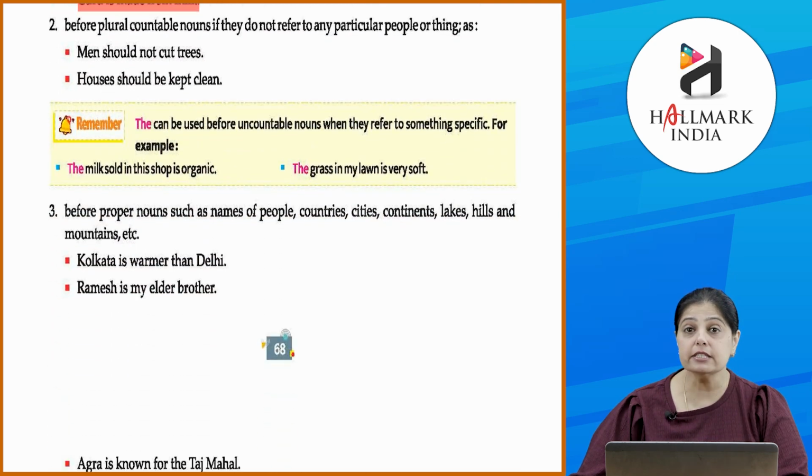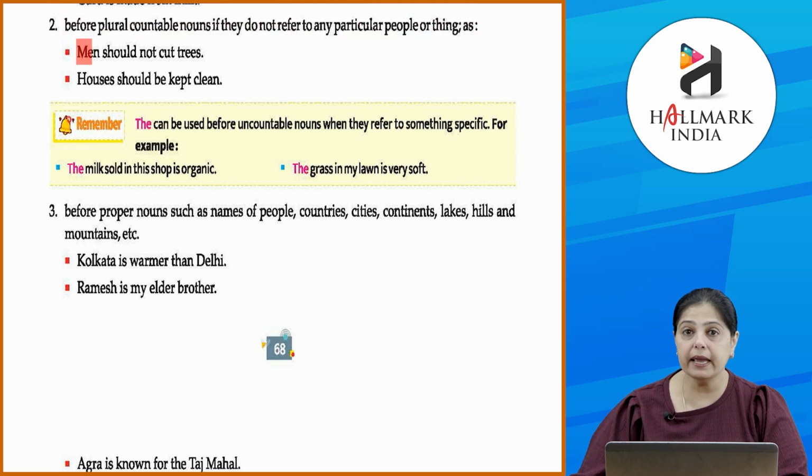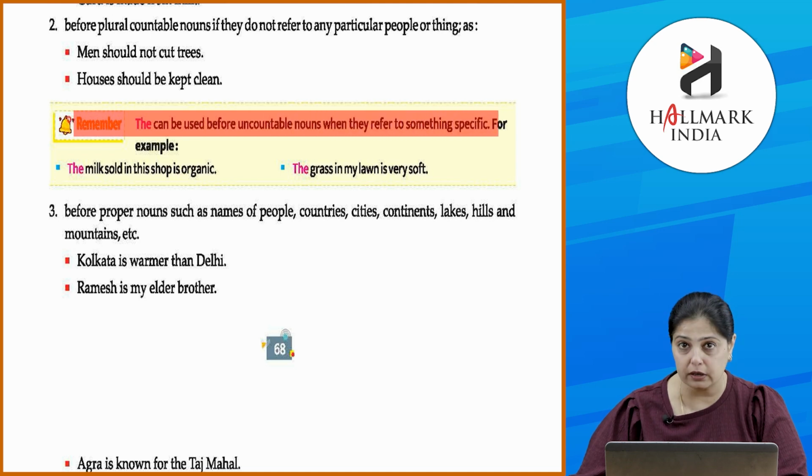Okay. Next is before plural countable nouns if they do not refer to any particular people or thing. Okay. Like men should not cut the trees. Okay. Houses should be kept clean. Clear? Okay, so now remember this, okay. The can be used before uncountable nouns when they refer to something specific, okay. तो ये exception है, okay.